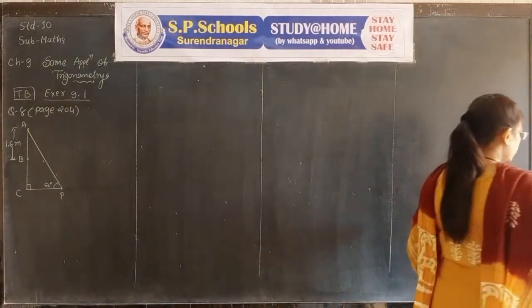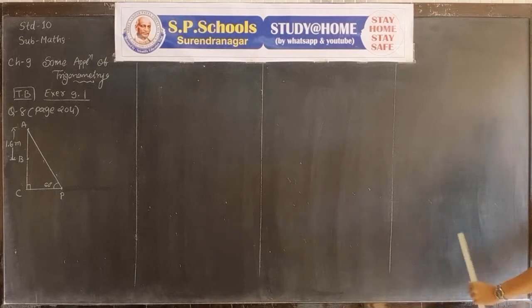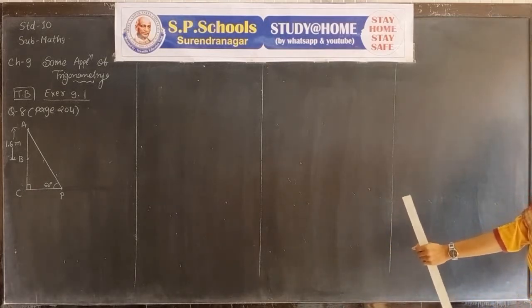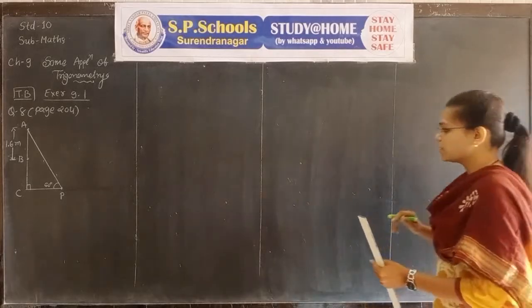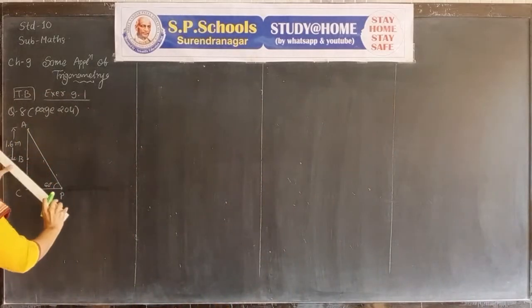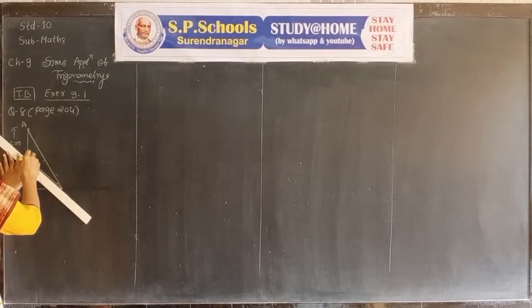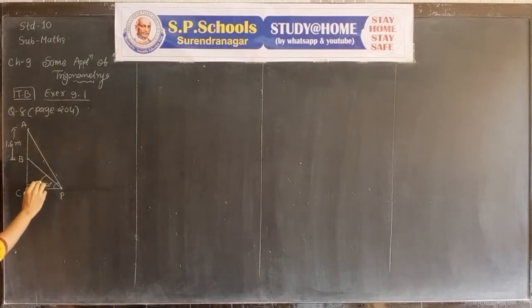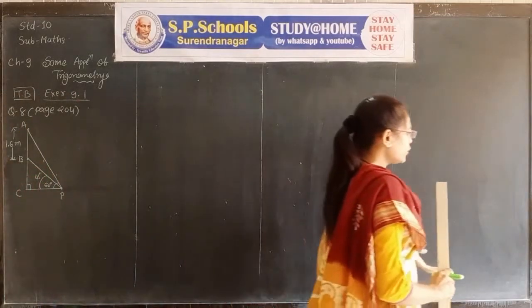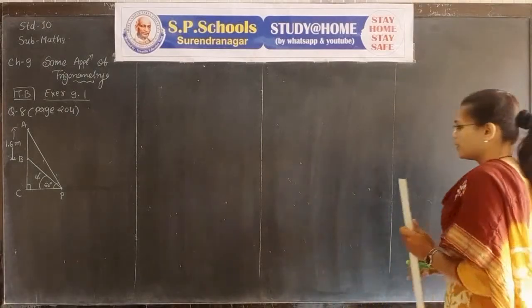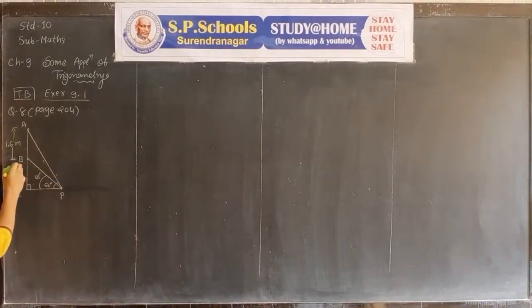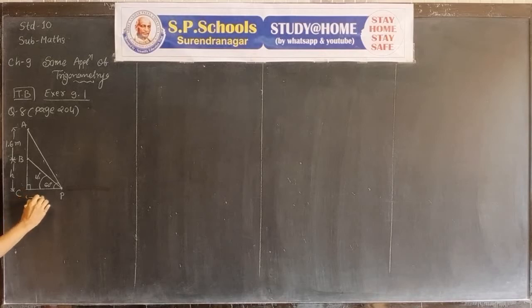Next thing is given: from the same point P, the angle of elevation of the top of the pedestal is 45 degrees. Top of the pedestal is B. PB is the line of sight and PC is the horizontal. It is the angle of elevation for the top of the pedestal B. Now what we need to find? Find the height of the pedestal. Height of the pedestal means BC. Assume BC is H. We need to find H here. PC is not given, assume it as X.